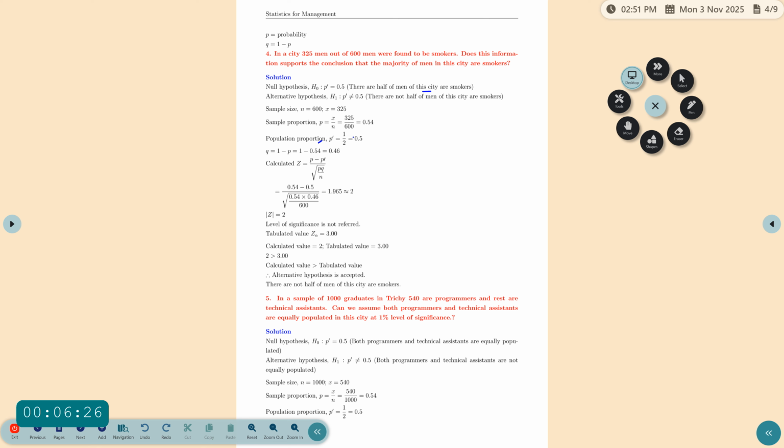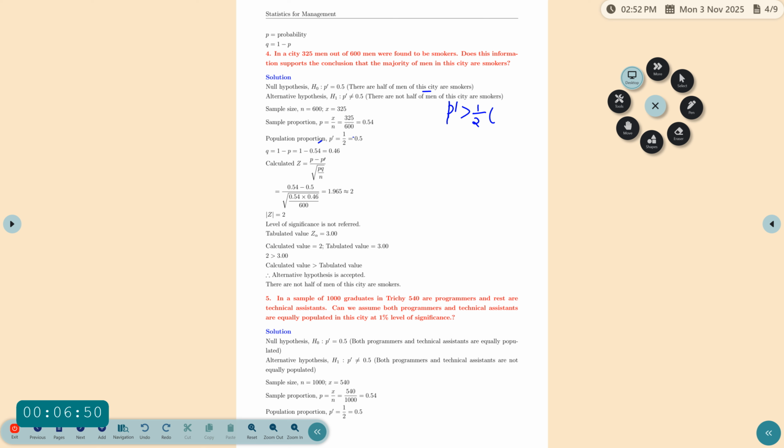This is the null hypothesis. Then we take the alternative hypothesis against this. P dash is not equal to 0.5. Here it is better to take P dash greater than 0.5, so this should be a one-tailed test. P dash may be 1 by 2.